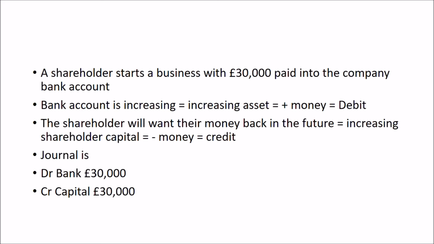A shareholder starts a business with £30,000 paid into the company bank account. The bank account is increasing, so it's an increasing asset. That's plus money, that's a debit. The shareholder is going to want their money back in the future. That's an increase in shareholder capital, which is an increase in minus money, and that's going to be a credit. So the journal for this transaction is debit the bank account, £30,000, and credit the shareholder capital account, £30,000.